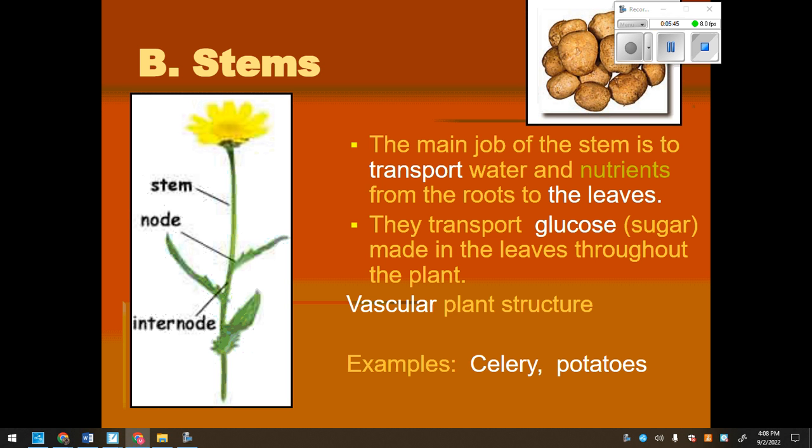You see the stem over to the left. Please write stem, and you're going to write the information down. You can write as much as you want or as little as you want. You have to write this information on the left.